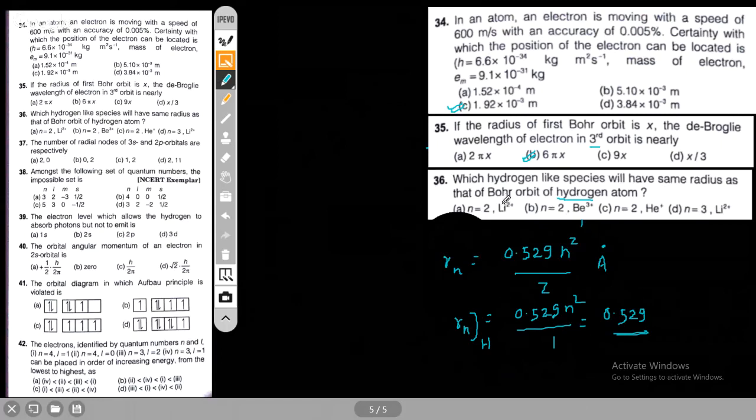For lithium, Z value will be 3, n value is 2, so 4 by 3 won't be equal to 0.529. For beryllium 3 plus, Rn will be 0.529 into 2 square by Z value 4. So this and this get cancelled, and this equals 0.529, which is the first Bohr orbit of the hydrogen atom, and that's why the answer B is correct. Correct? Okay. Question number 37.